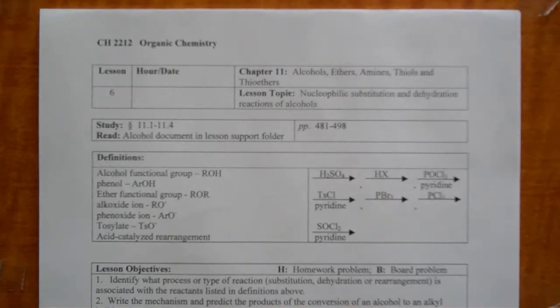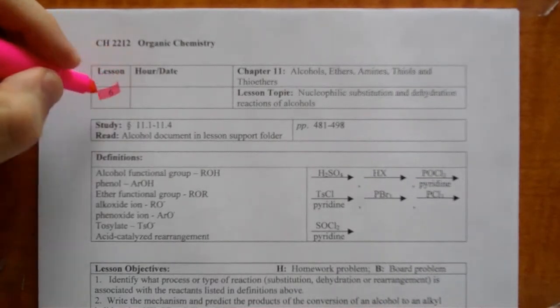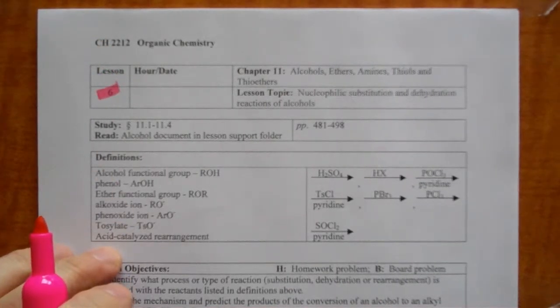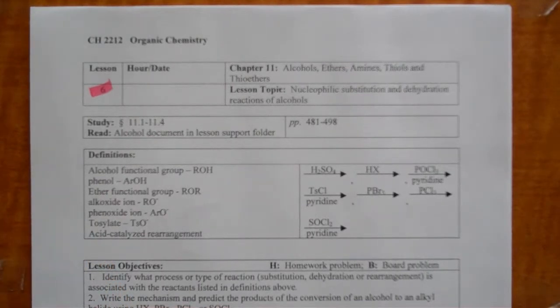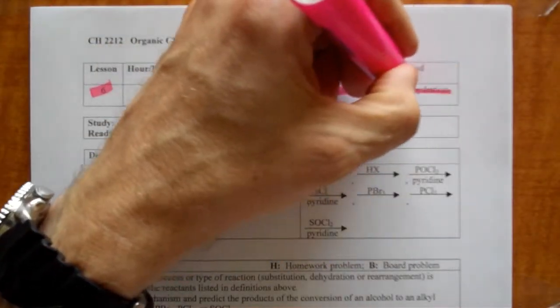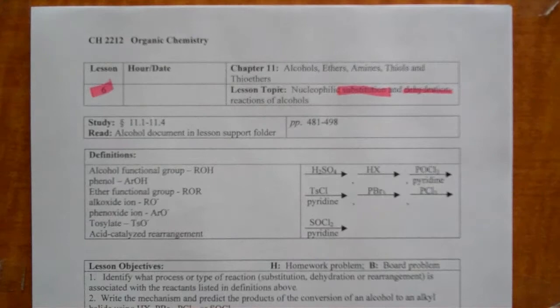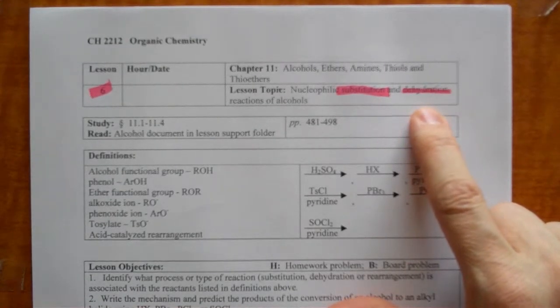Okay, so the video for lesson 6, we're a big change of pace here. With lesson 5 we were on Diels-Alder. Lesson 6 we're here. And I'm going to ask you, what's the big picture for this lesson? What's the big picture? Two reactions. Substitution and dehydration, which is a subtype of elimination.